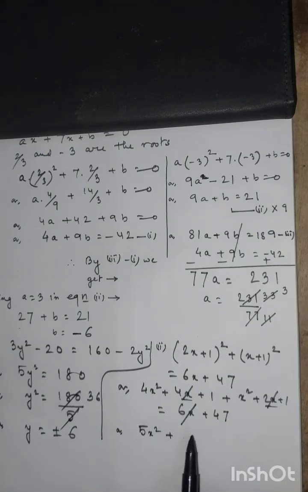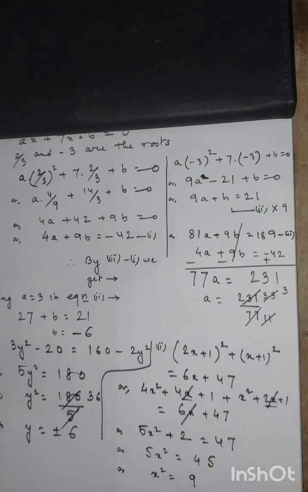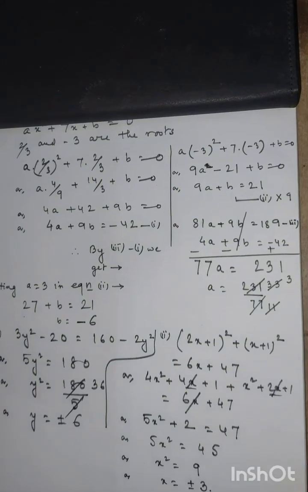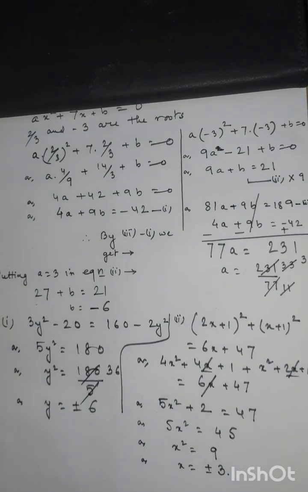plus 2 equal to 47, or 5x square equal to 45, or x square equal to 9, or x equal to plus minus 3. This should be our answer. Now let us do our next question, that is question number Roman 3.